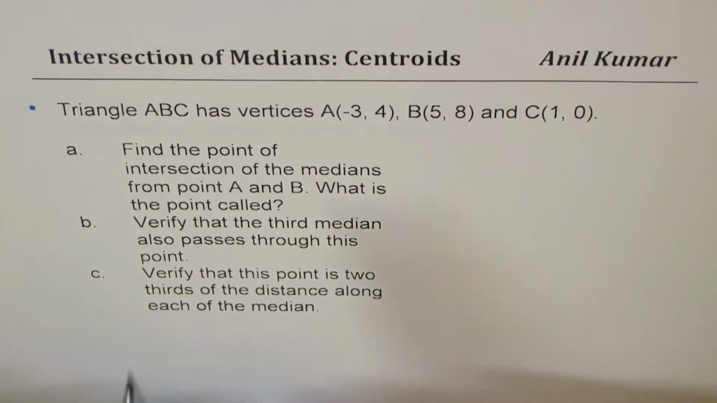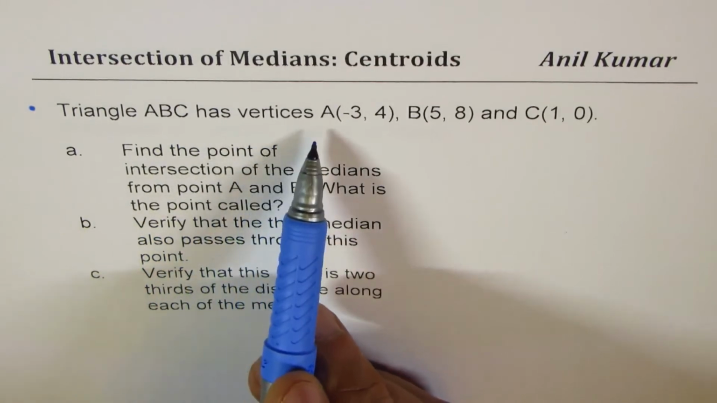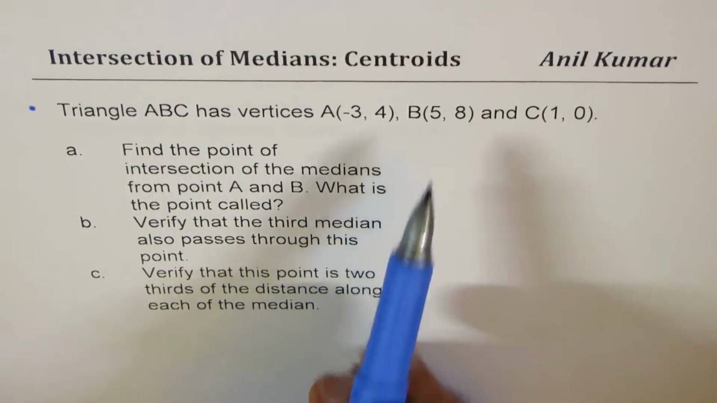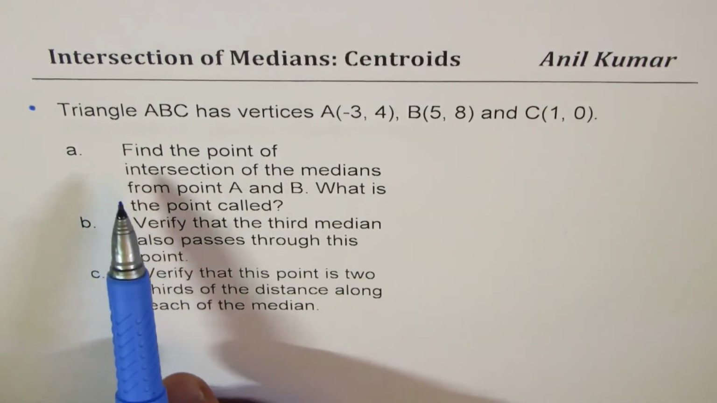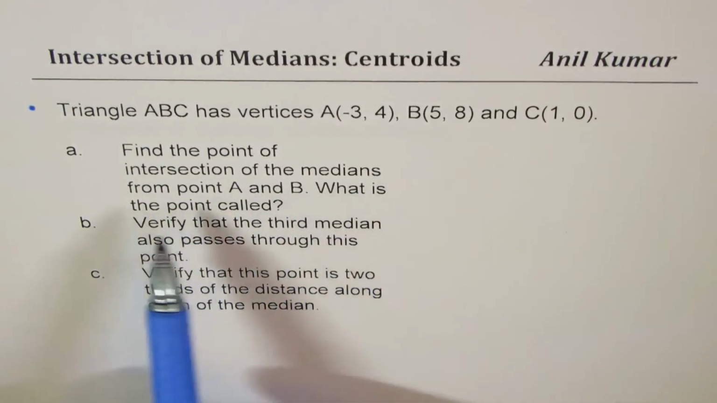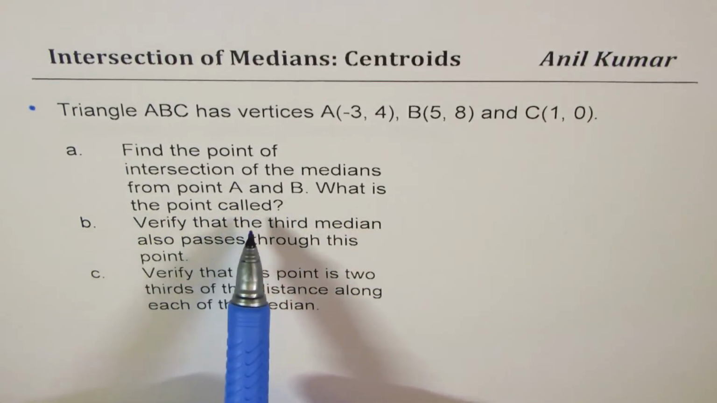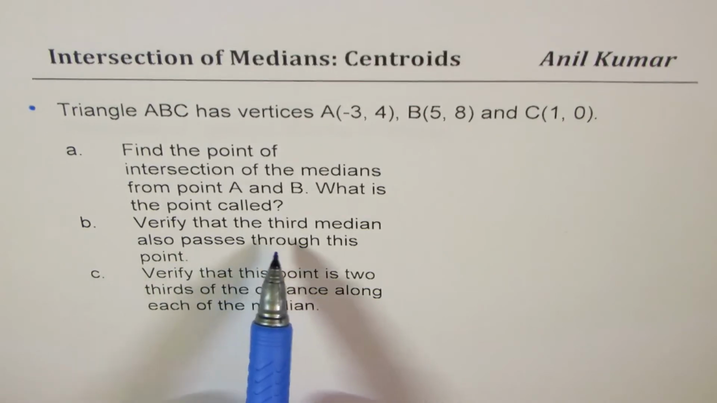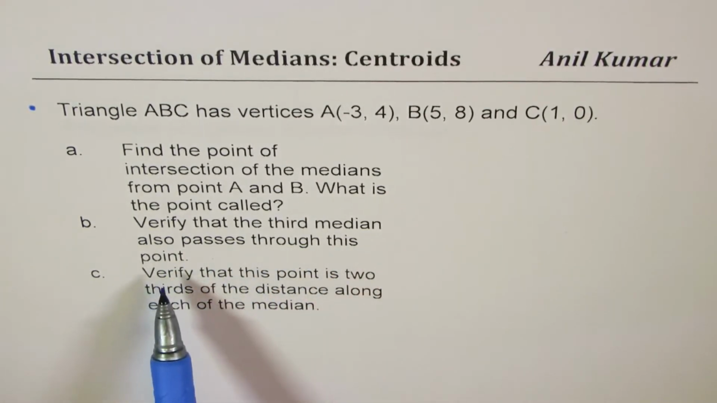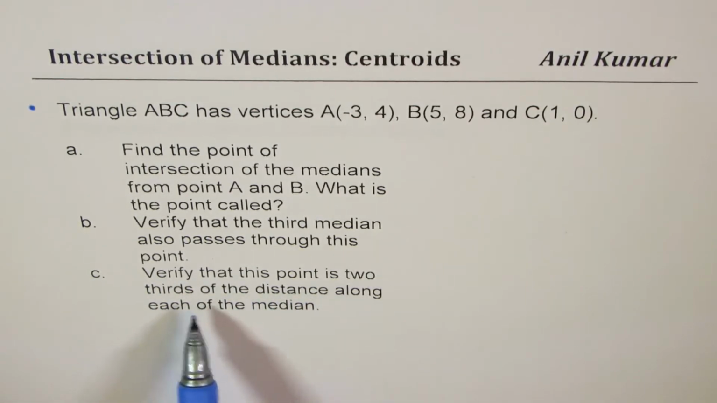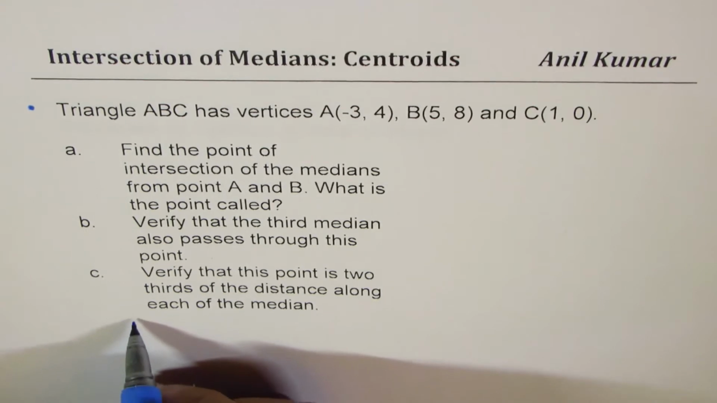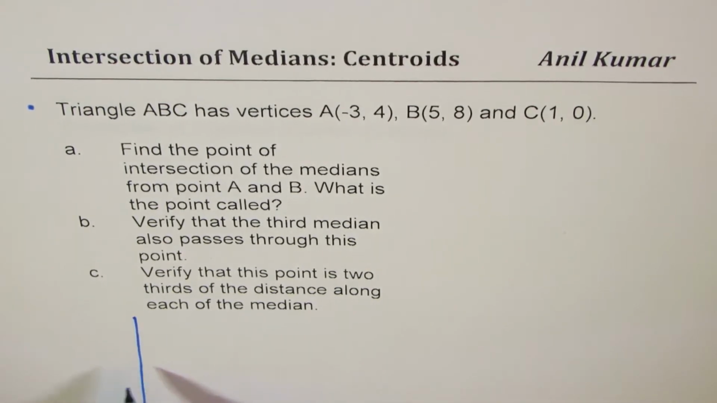The question here is, triangle ABC has vertices A minus 3, 4, B 5, 8, and C 1, 0. Find the point of intersection of the medians from point A and B. What is the point called? B. Verify that the third median also passes through this point. C. Verify that this point is 2/3 of the distance along each of the medians. Right? Now, with the help of this question, actually, we can understand all about medians. I'll give you an overview and then we'll provide you with the solution.